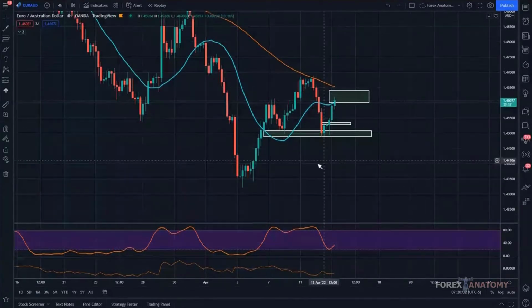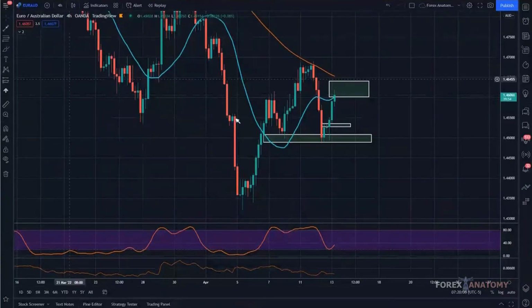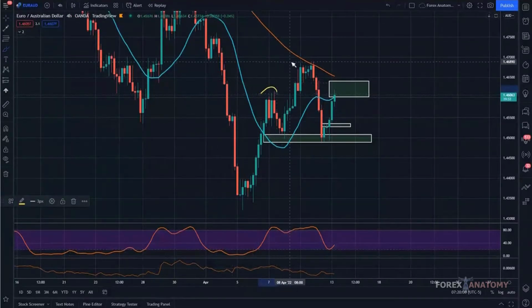On the 4 hour, we're somewhat in a bullish environment, but as you guys know, what's forming right now is a head and shoulders pattern, or a potential head and shoulders. So then this zone may act as strong resistance.